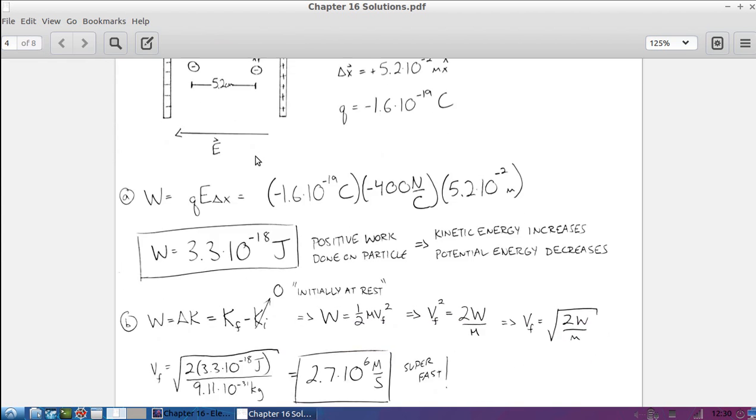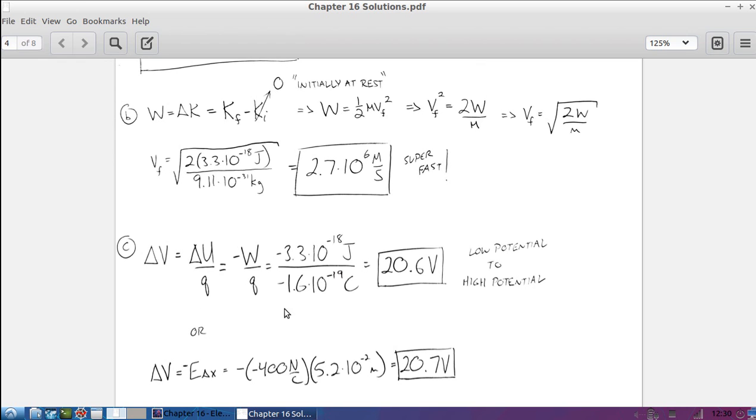Right? So this is the tricky part. I'm not talking about the charge in particular. I'm just talking about the voltage, the change in voltage, the change in electric potential, the potential difference between those two locations. Even though the object's potential energy is decreasing, it's moving from a low potential to a high potential.